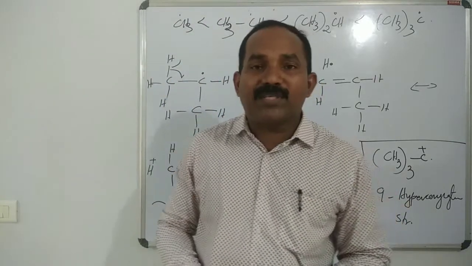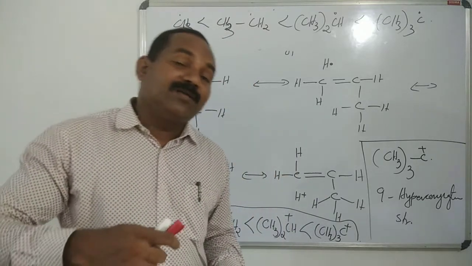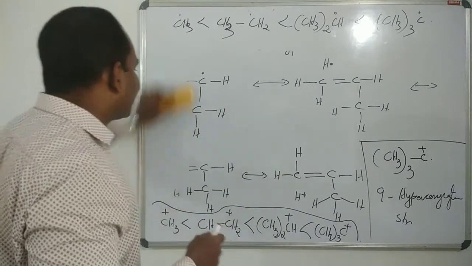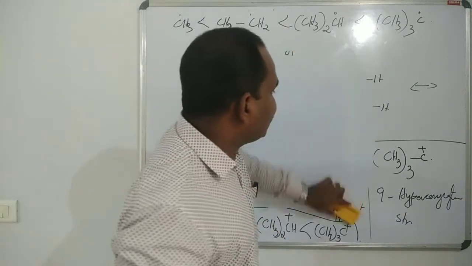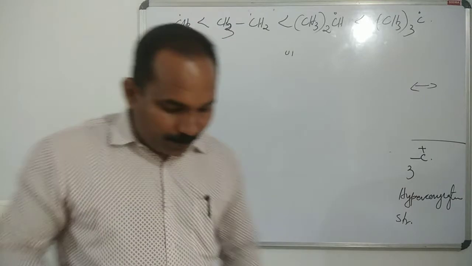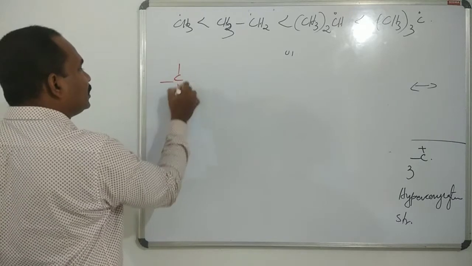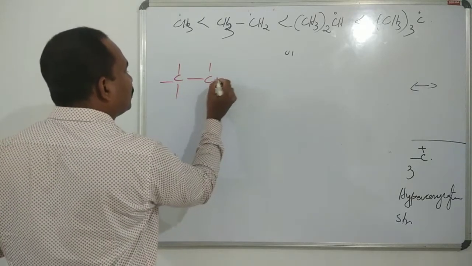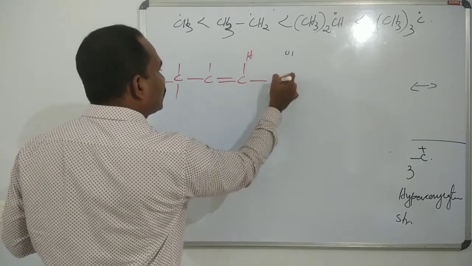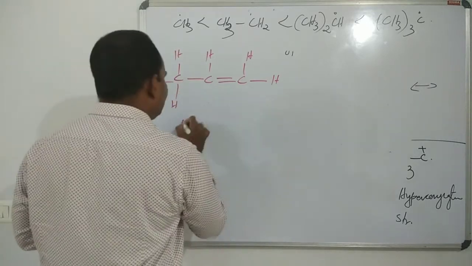And the same hyperconjugation is explained when the CH3 group is attached to a double bond. I will just explain, you practice at home. For example, propene. Double bond C, H. It's propene.